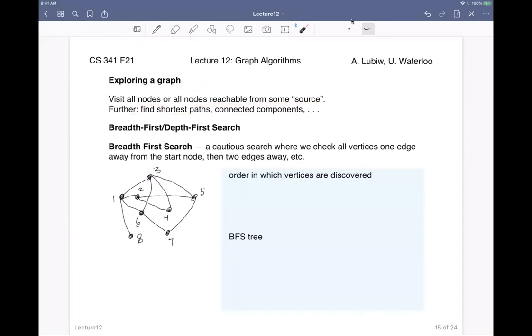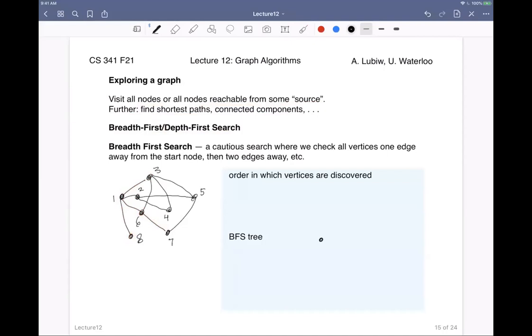Now, the first method of exploring we're going to look at is breadth first search. And in the next lecture, we'll look at depth first search. So what is breadth first search? It's a cautious way of searching a graph where we check all the vertices one edge away from the start node, then I go to the vertices that are 2 edges away, and so on. So if I start with vertex 1 here, I would then explore its neighbors, these ones, and then I would start exploring maybe from vertex 8, is there anything else I can get to? From vertex 6, can I get to something else? And so on.